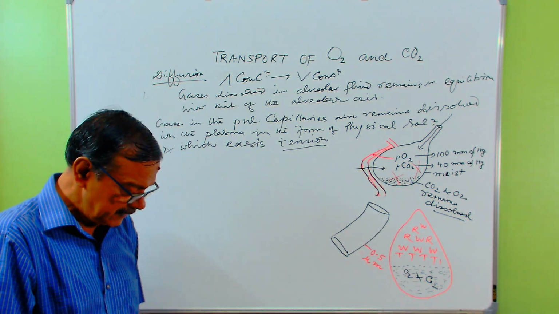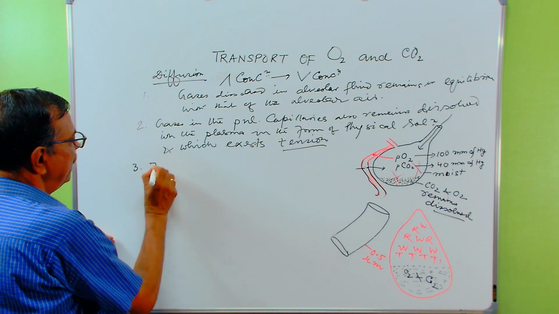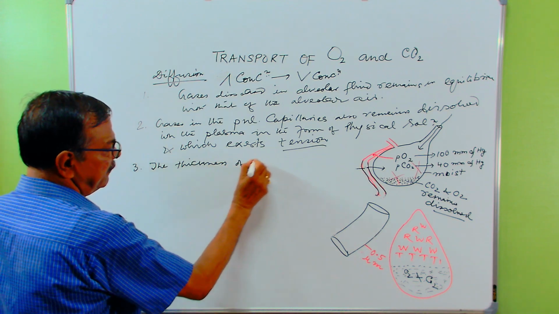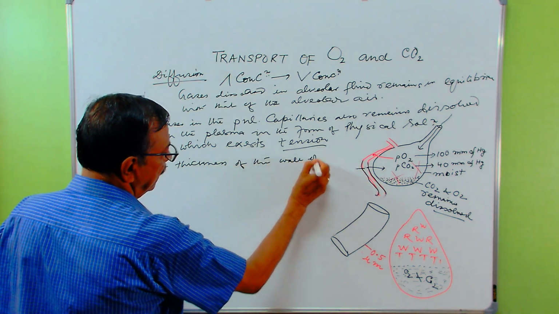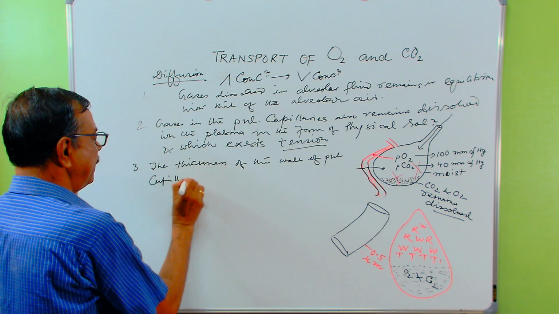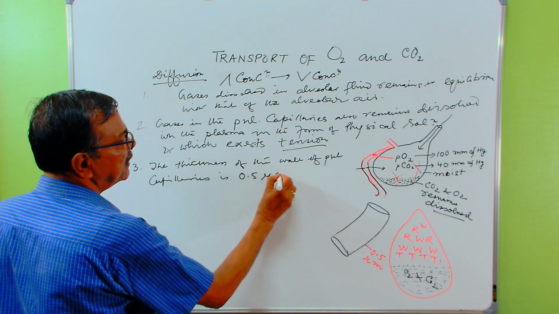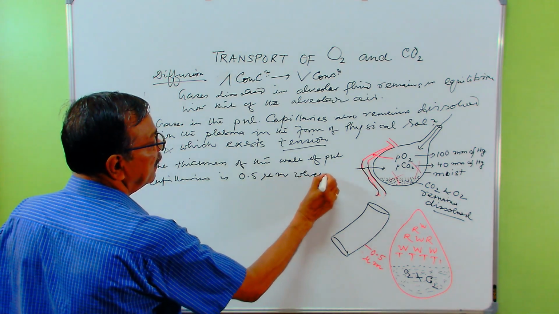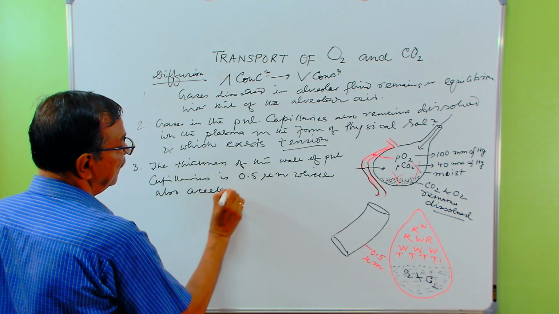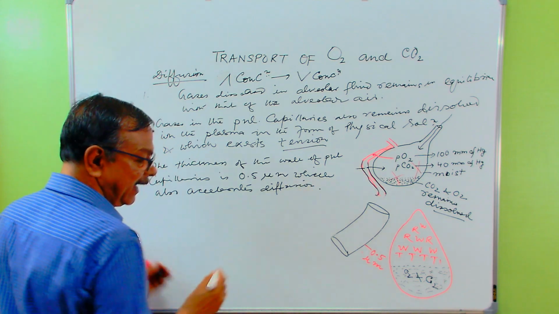Clear? Now, in the third point, we will write: the thickness of the wall of pulmonary capillaries is 0.5 millimeter, which also accelerates diffusion. Clear?